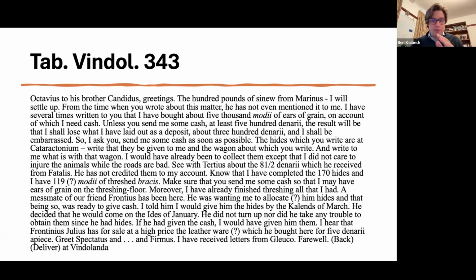He's not employed by the army because he says there, unless you send me the money, I'm going to lose a deposit and I'm going to be embarrassed. So he's not using someone else's money here. It's his own, he's on the line, right? So I think we get an insight into the kind of support structure and the vast train of people beyond the soldiers who would have been involved in keeping the army going.